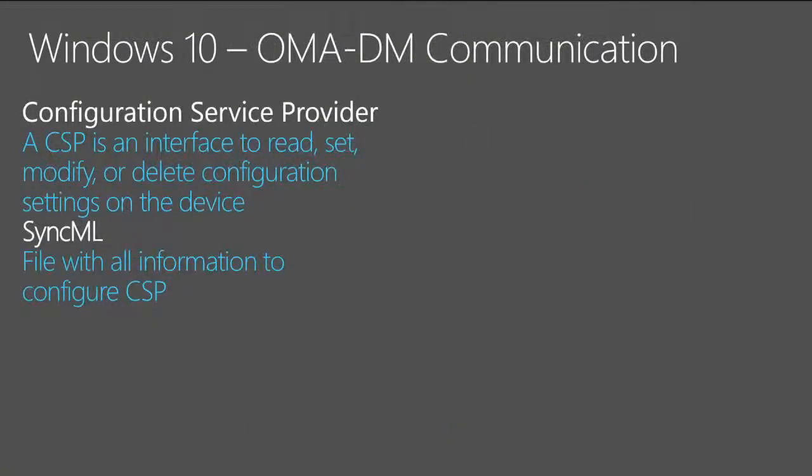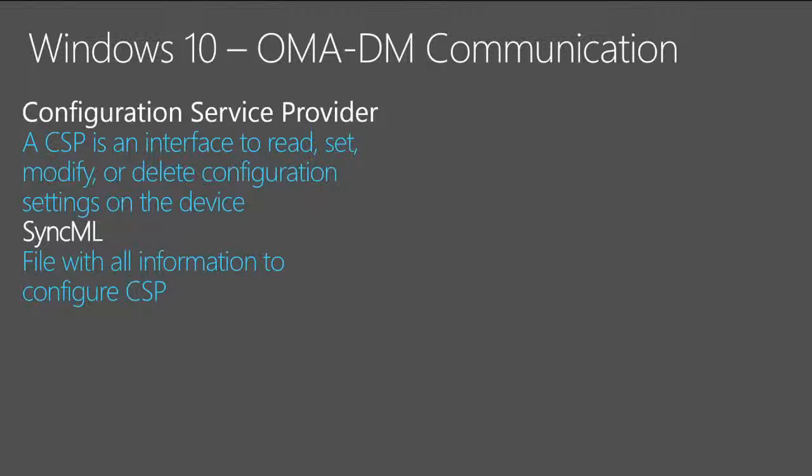So, question. With all of these ways that you can configure, so you have config manager, you have MDM, you have Exchange Active Sync, how do we handle conflicting settings? So in Windows 10, the most restrictive setting will always be configured on that device. That is the way it is implemented.